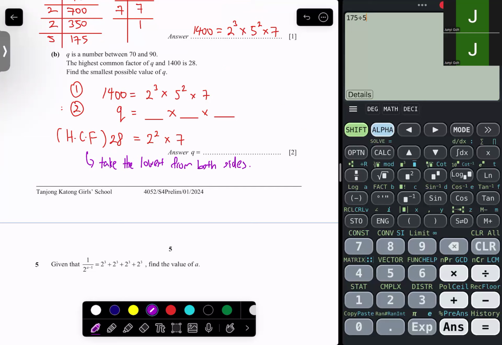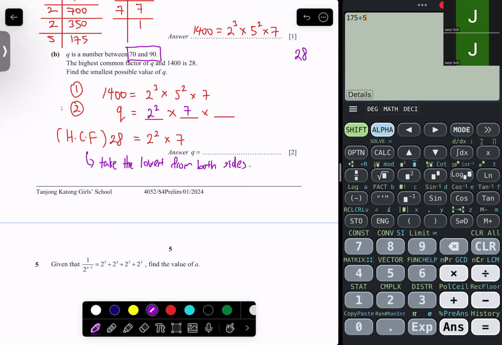Okay, now, which means that Q must contain 2 squared and 7 inside it. Otherwise, the HCF wouldn't have 7 and 2 squared. So 2 squared and 7 gives our number to be 28, right? Now, remember, our number must be between 70 and 90. And the thing is, I cannot contain any more 2, because if it contains 2, then the HCF would be 2 cubed.